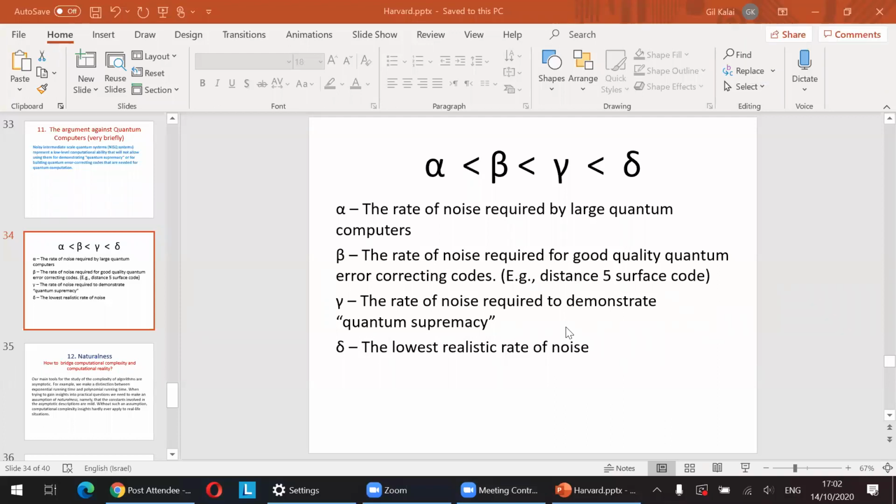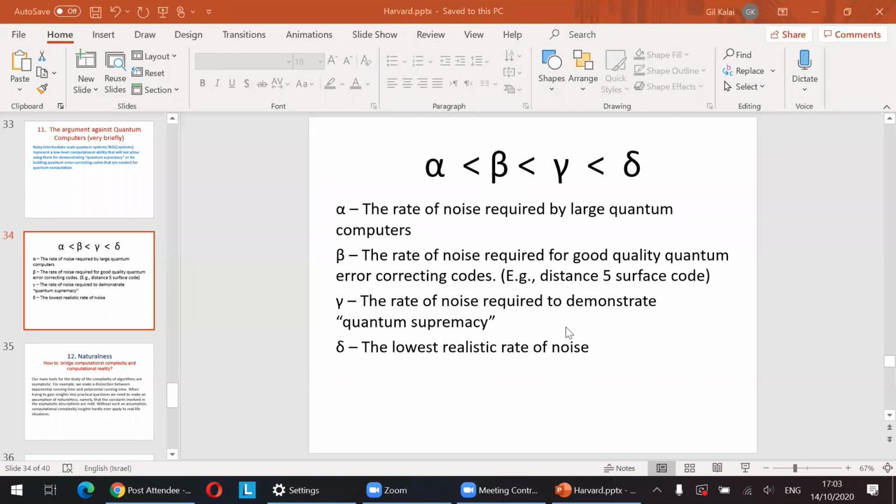Yeah. Okay, so alpha is the rate of noise required for universal quantum computing. Delta is the lowest realistic rate of noise, and gamma is the rate of noise required to demonstrate computational supremacy. So my argument is that gamma is smaller than delta. Do I have some mathematical description of what these numbers are?